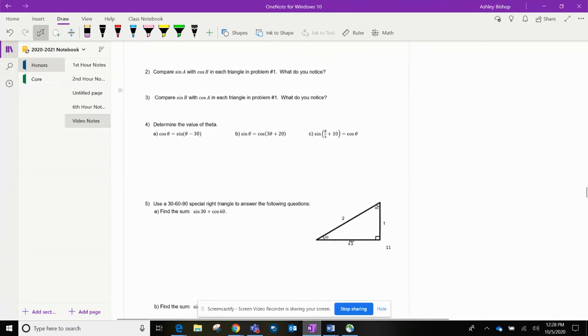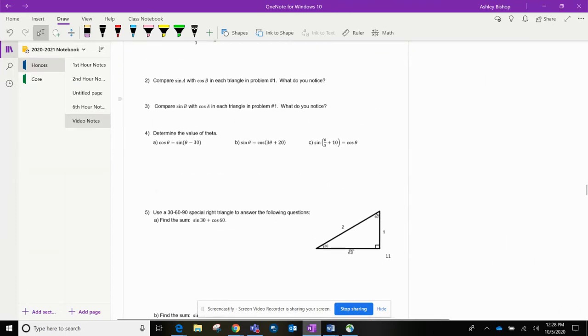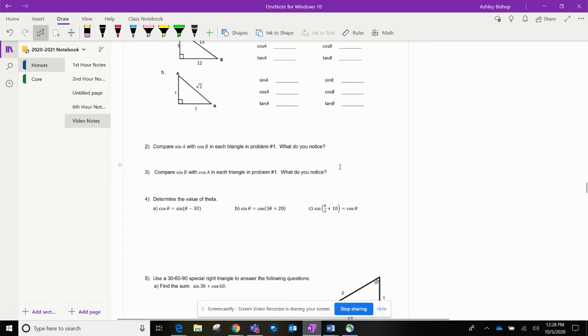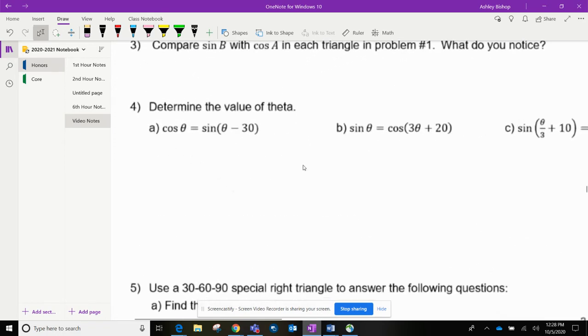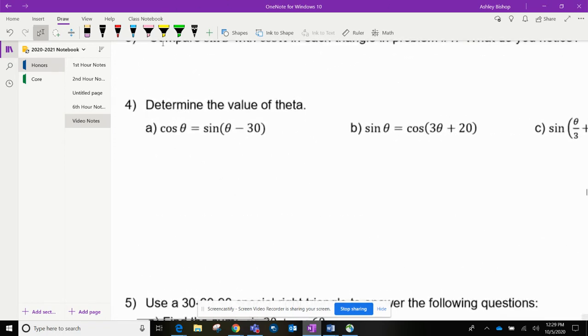All right, I'm going to do the last 3 practice problems with you. We're on page 11. Again, I apologize for skipping around, but I want to find practice for you. Determine the value of theta. You're going to have problems like this on your quiz on Friday.